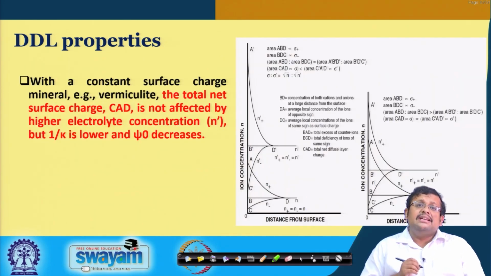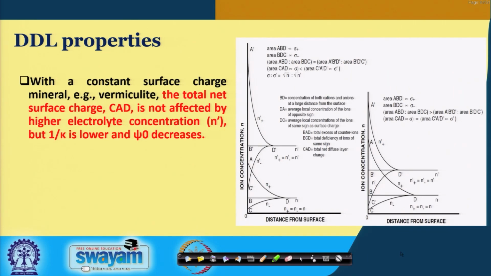Now, with a constant surface charge mineral like vermiculite, the total net surface charge, or CAD, is not affected by higher electrolyte concentration or N dash, but 1 by K, that is basically the reciprocal of K, or in other words the thickness of the diffuse double layer, is lower and that psi 0 decreases.